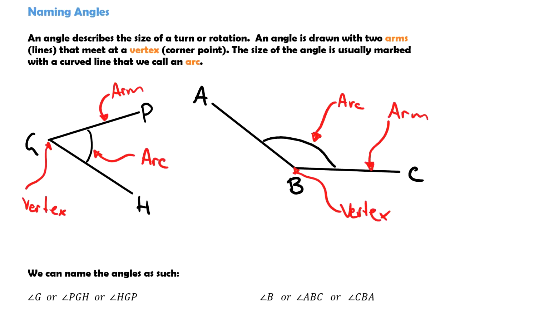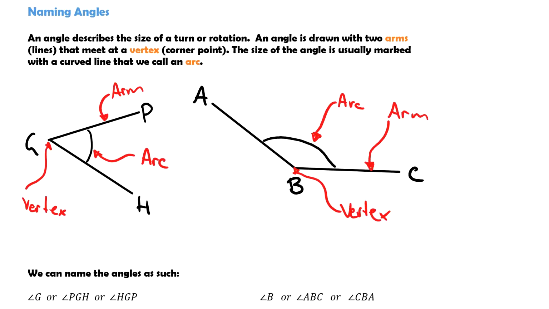In this video, we're looking at naming angles. So an angle describes the size of a turn or a rotation, and an angle is drawn with two arms or lines that meet at a vertex or the corner point. Now the size of the angle is usually marked with a curved line that joins the arms, and we call that the arc. So on your screen you can see two angles.